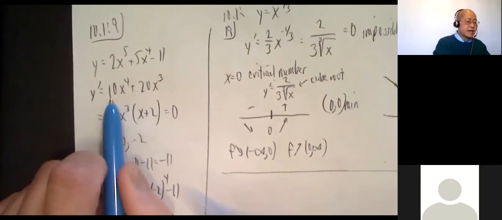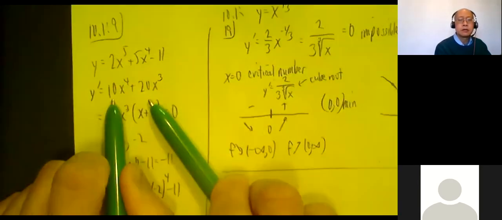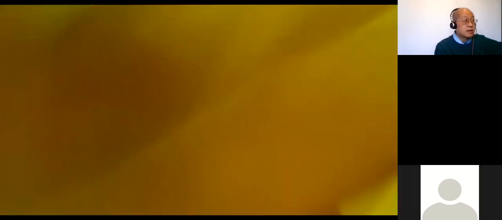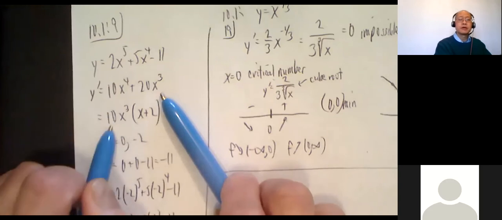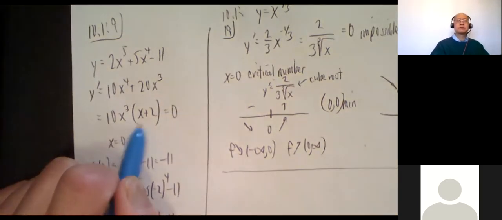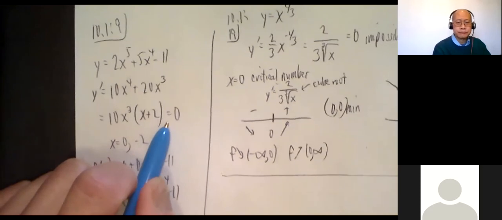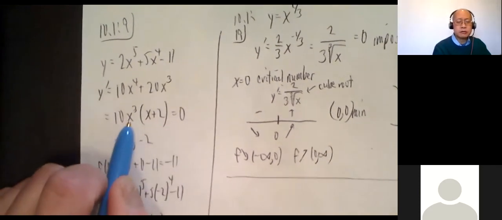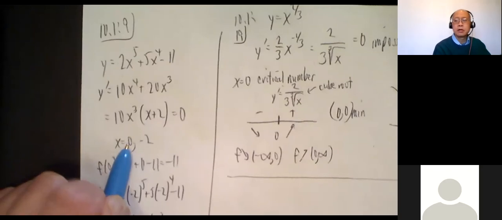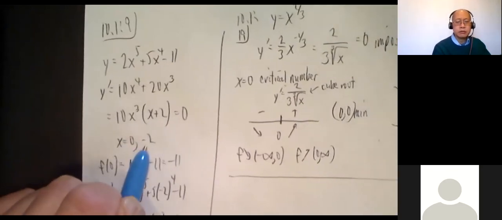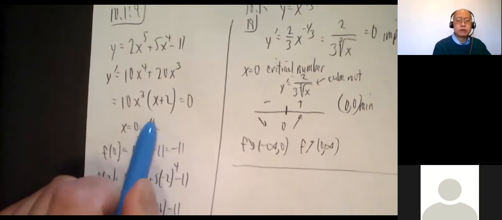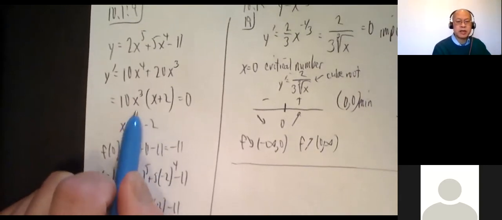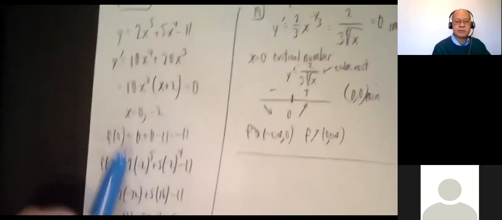Okay, I can factor out a 10 and an x cubed. 10x cubed, x plus 2. Set it equal to 0. Okay, what makes this 0? 0. What makes this 0? Negative 2. So these are my critical numbers. What's a critical number? Derivative is 0 or undefined. Put a 0, you get 0. Put a negative 2, you get 0.